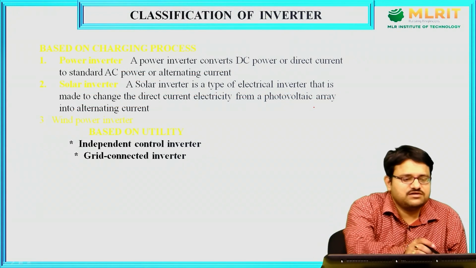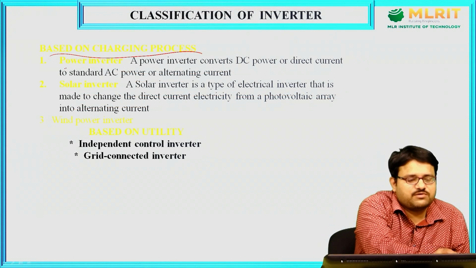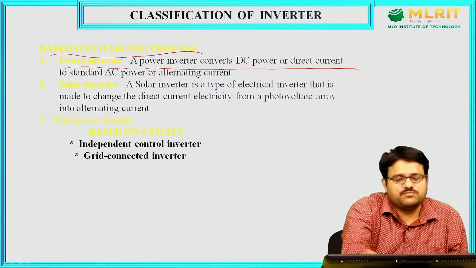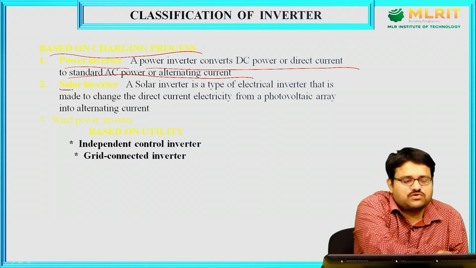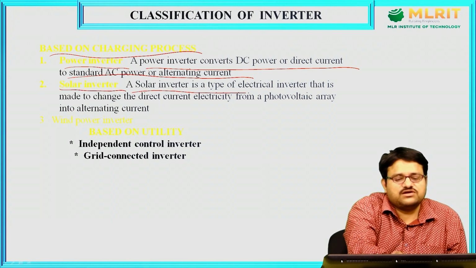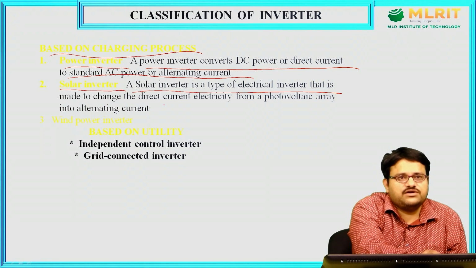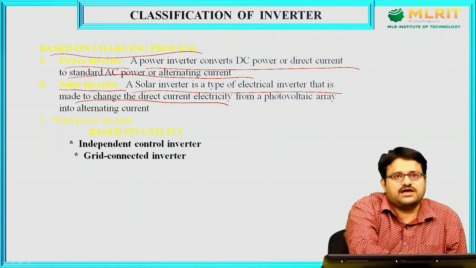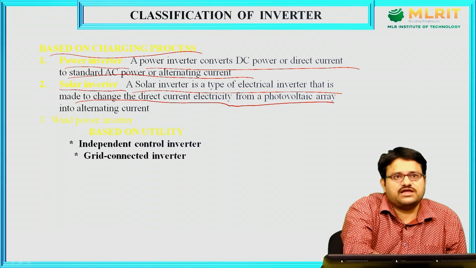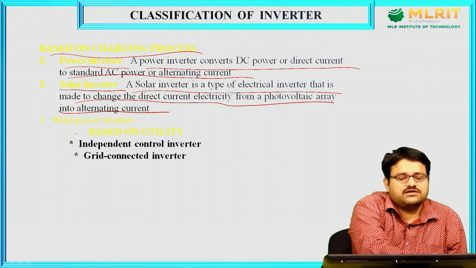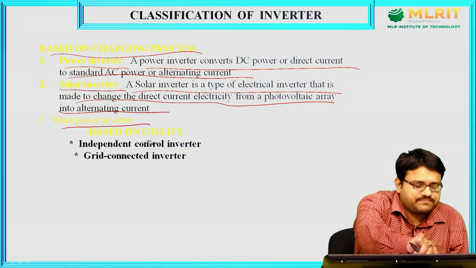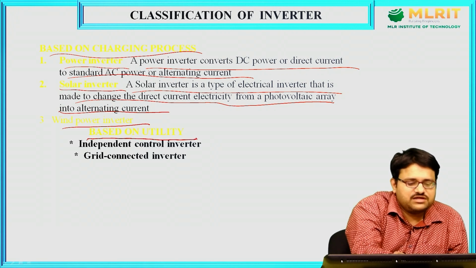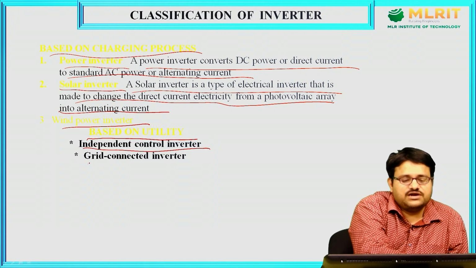Classification of inverter. Based on charging process, a power inverter converts DC power or direct current to standard AC power or alternating current. Next, solar inverter. A solar inverter is a type of electrical inverter that is made to change the direct current electricity from a photovoltaic array into alternating current. Next, wind power inverter. Based on utility: independent control inverter, grid connected inverter.